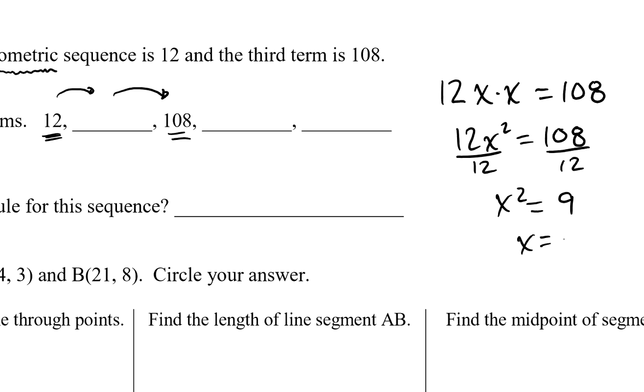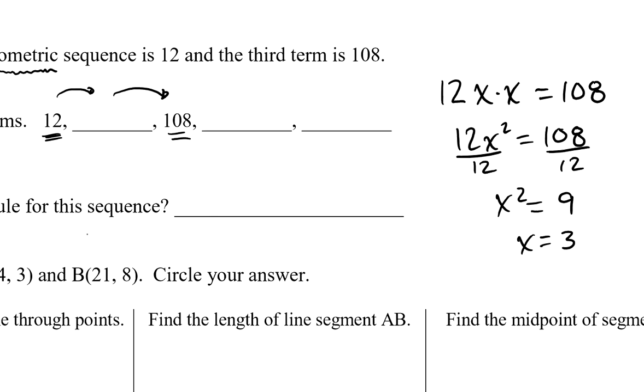Ooh, that's kind of tricky, because it could be the case that this is alternating between positive, negative, positive, negative. We'll talk about that more later. For now, I'm just going to say the value of x is 3. Because here's the honest truth: if I take 12 and multiply it by a negative 3 and then another negative 3, I get 108. But if I also take 12 and multiply it by 3 times 3, I also get positive 108.